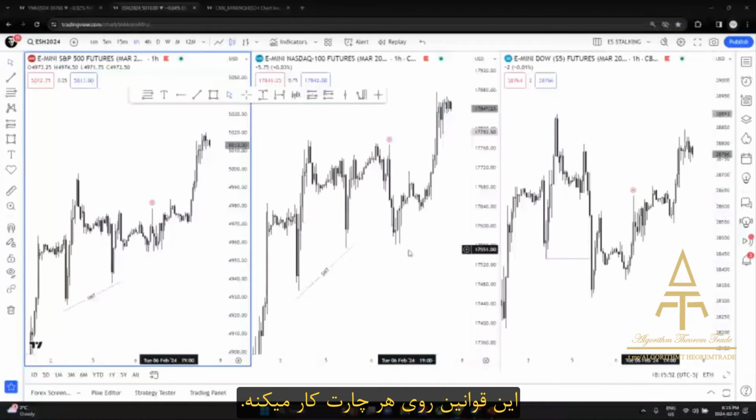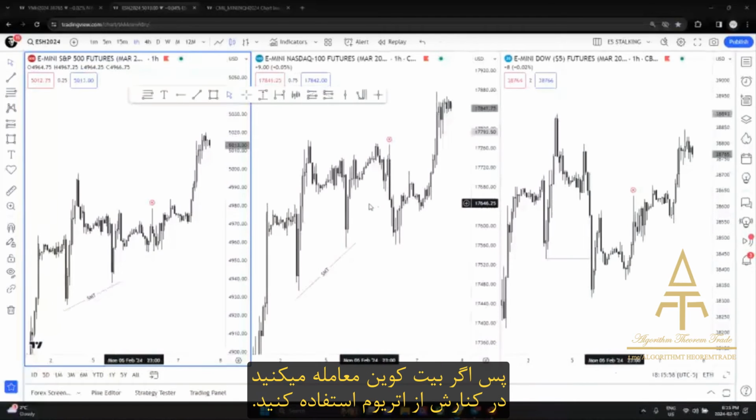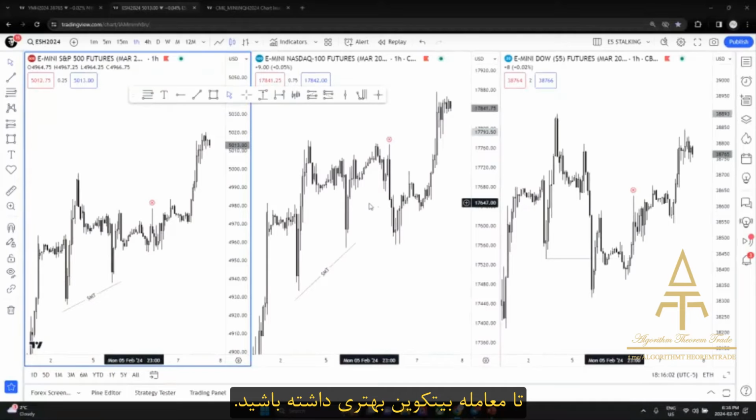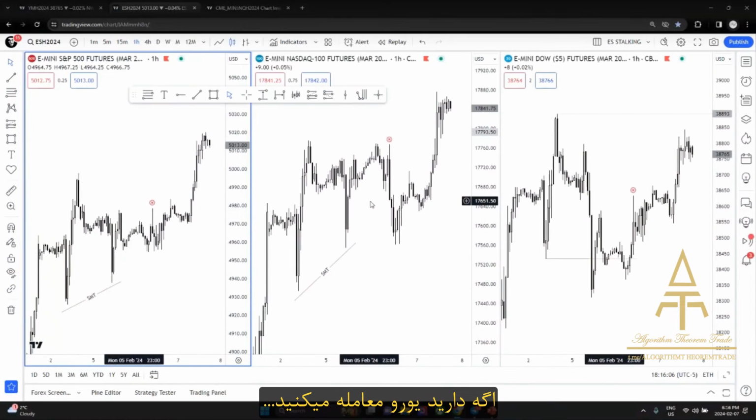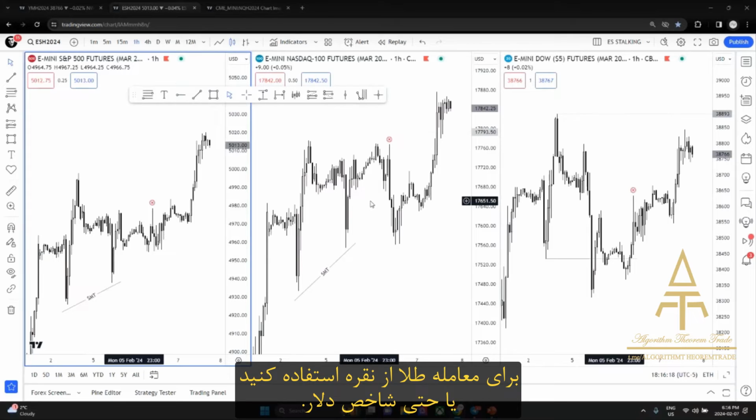This works with any asset class. So if you're trading Bitcoin, you use Ethereum, right? To track Bitcoin. If you're trading Forex, EU, you use GU, and you use the US dollar. If you're trading Canadian dollar, then you use the US dollar. If you're trading gold, you can use silver or the US dollar, right?